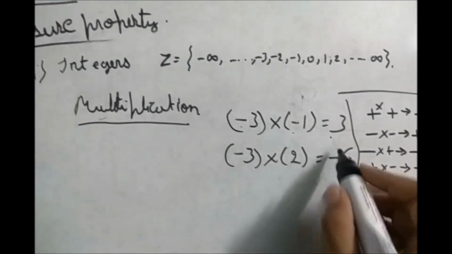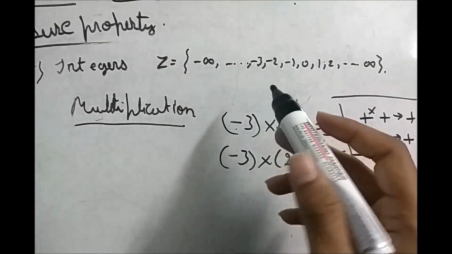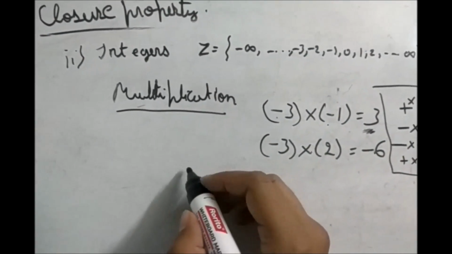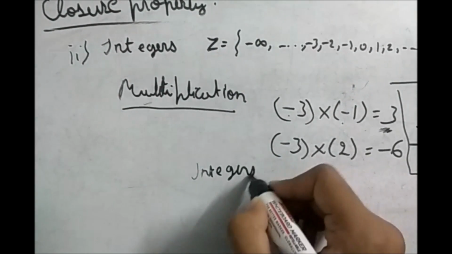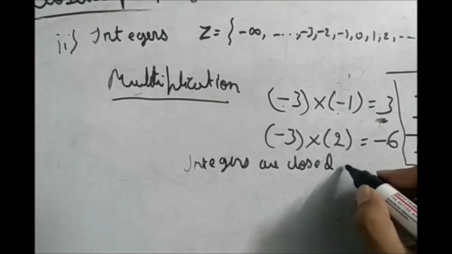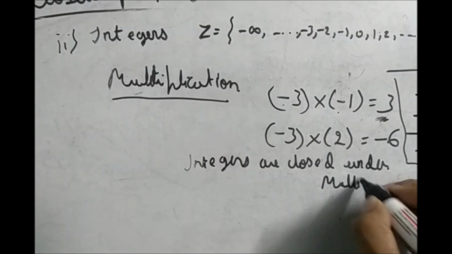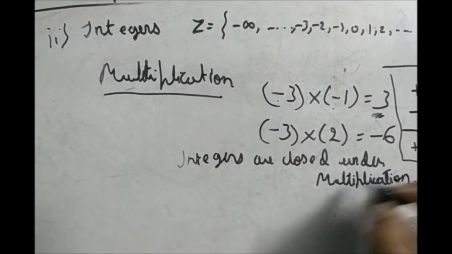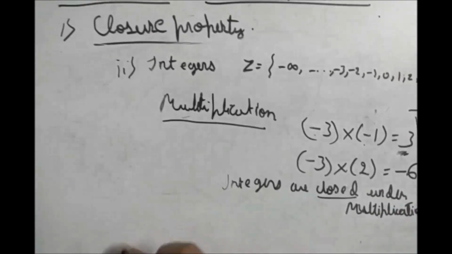As we saw, if we multiply any elements present in the integer set, we'll get an element which is present in the integer set. So we can say that integers are closed under multiplication.